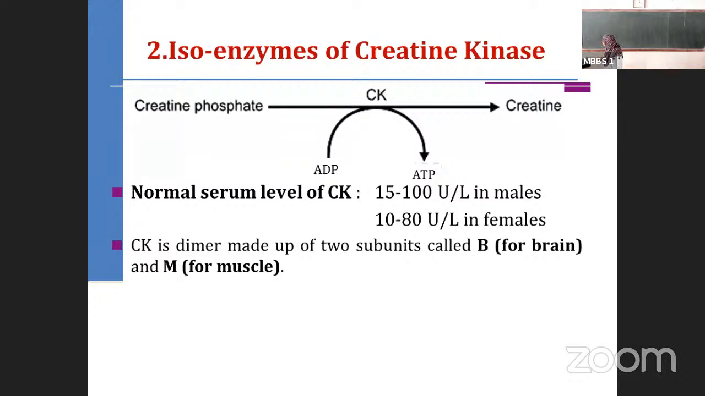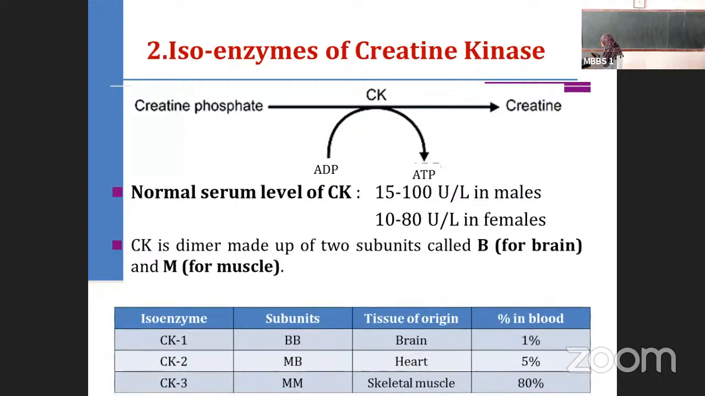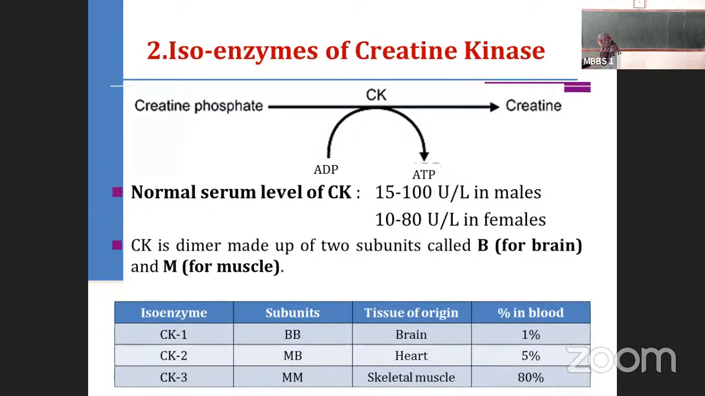And it is made up of two subunits called B. B stands for the tissue of origin, that is brain, and M stands for the tissue of origin, muscle. It has two subunits. It is a dimer. Here you see CK1. What are the isoenzyme forms of creatine kinase? It is CK1, CK2, CK3.